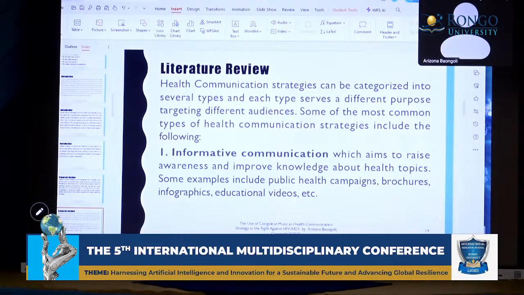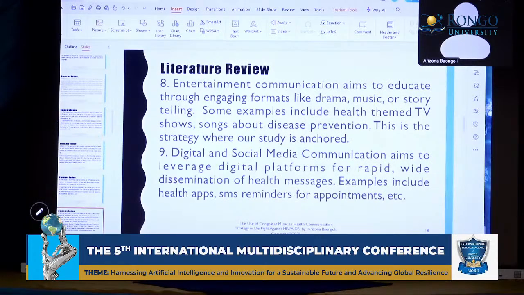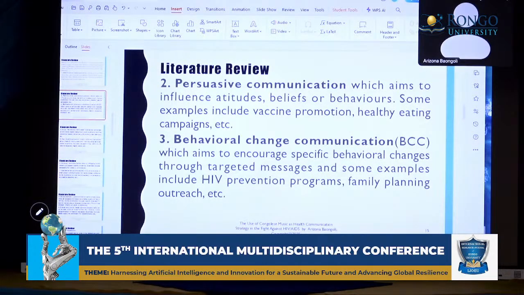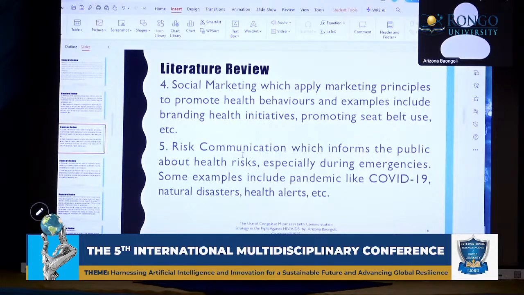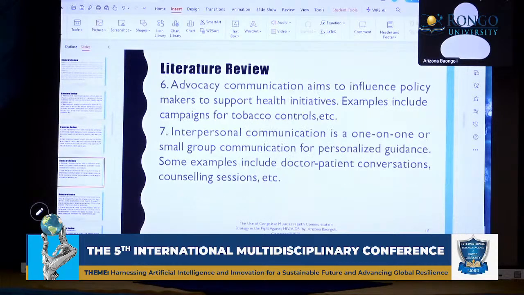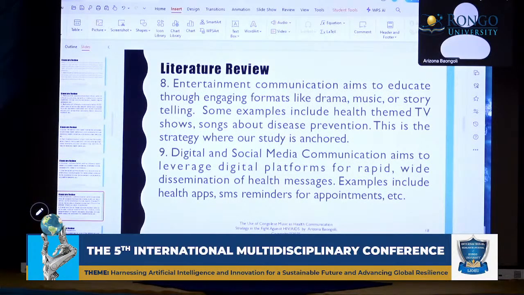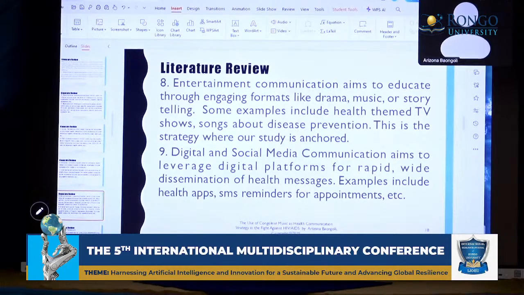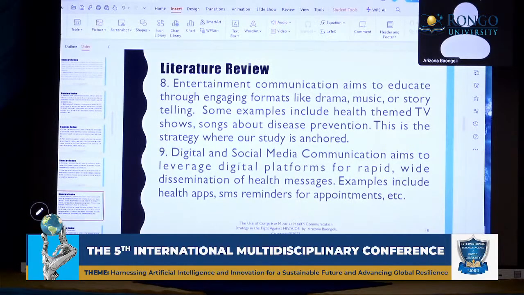We have what we call the informative communication strategy, which is one of the strategies used. I will just outline them quickly. Number 2, persuasive communication strategy. Behavioral change communication strategy is also another strategy that is very common. Social marketing strategy, risk communication strategy, advocacy communication strategy, interpersonal strategy. But I'm going to focus on number 8 here, the entertainment communication strategy, which aims to educate people through engaging formats like drama, music, storytelling, etc.